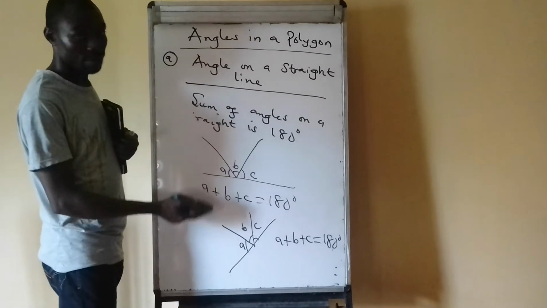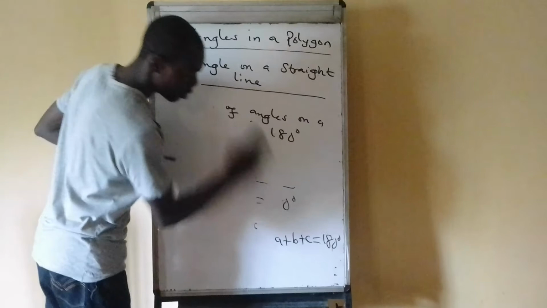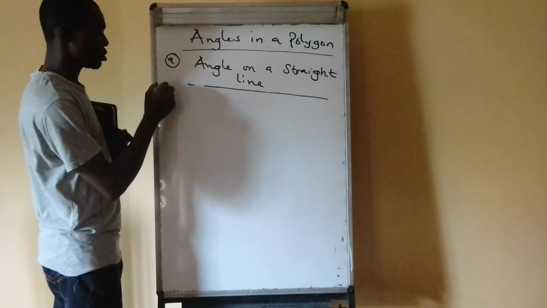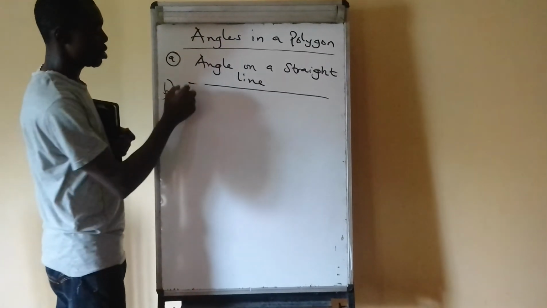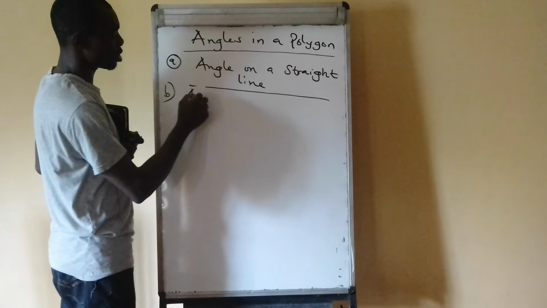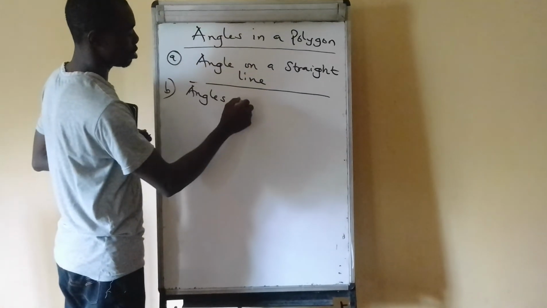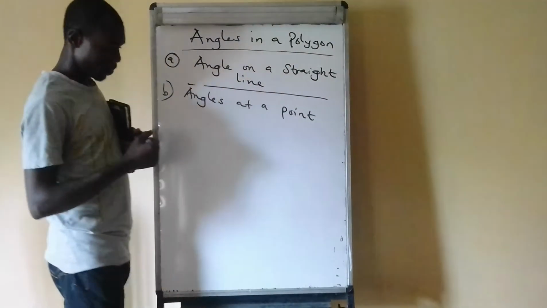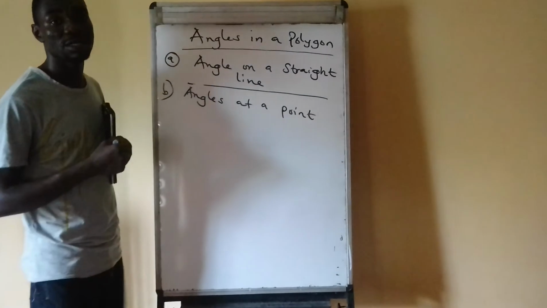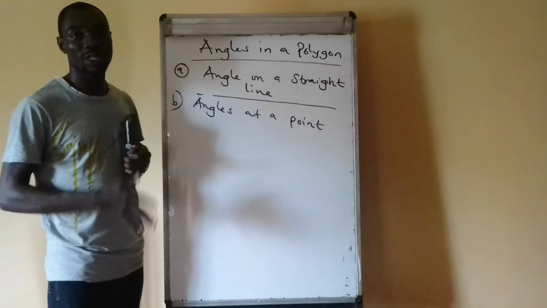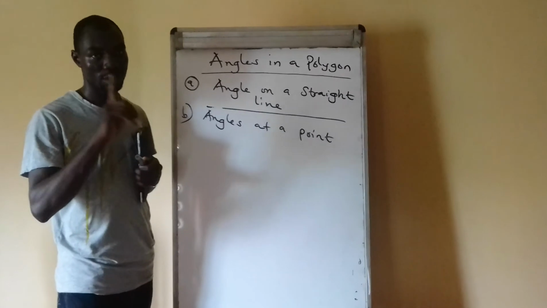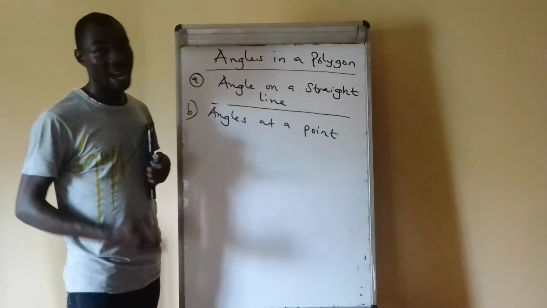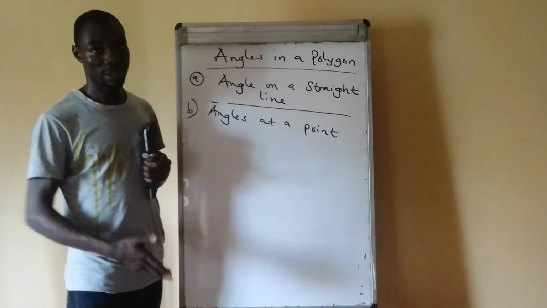I believe you understand this better when we apply it during the example period. So let's talk about angles at a point. Now, the point I want to make here is this. It takes two angles on a straight line to make angle at a point. Or better still, we can say angles at a point is equal to 360 degrees.